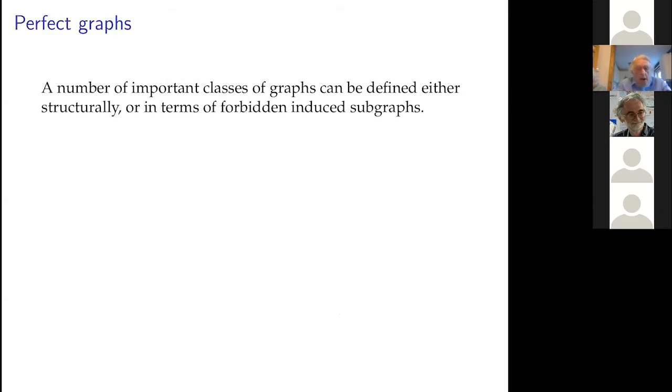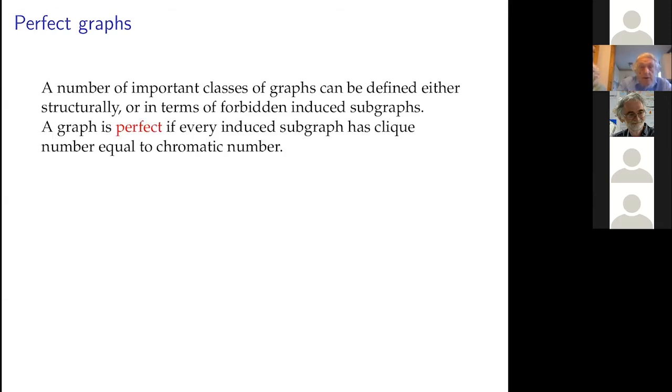So I will be talking about certain important classes of graphs. In all cases, these graphs will have two definitions, one a structural definition and one in terms of forbidden induced subgraphs. And possibly the most famous of these, which go back to Claude Berge, is the class of perfect graphs. So a graph is perfect if every induced subgraph has clique number equal to the chromatic number. In other words, the size of the largest complete subgraph is equal to the smallest number of colors that you need to color the graph properly, so that no two adjacent vertices get the same color.